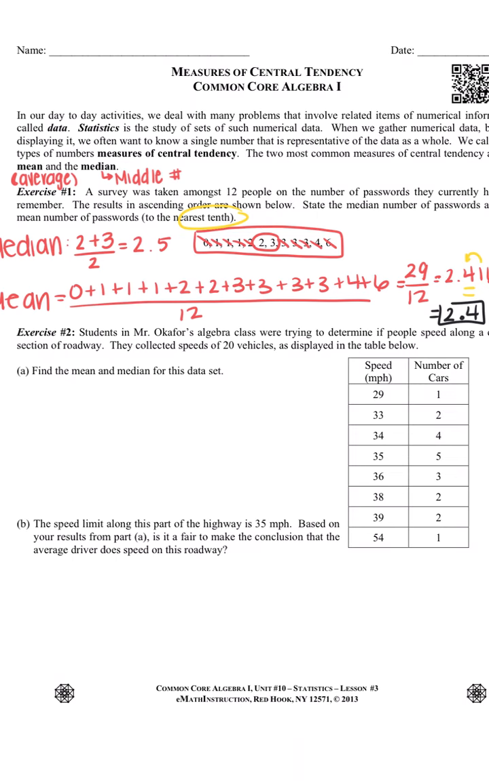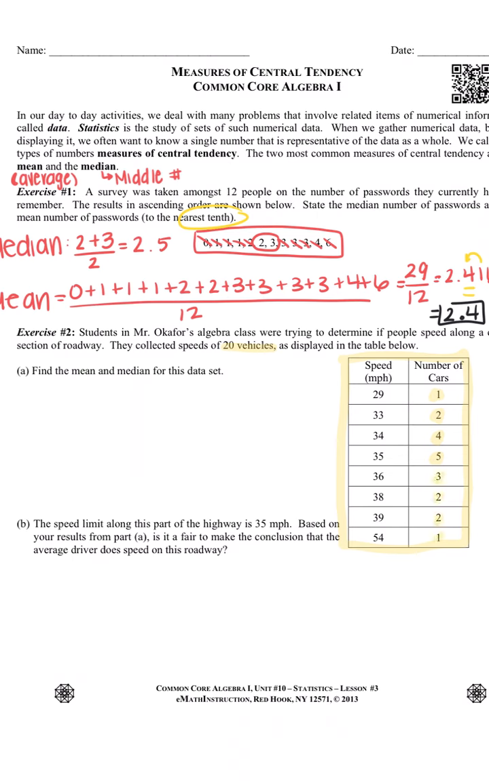Okie doke. Exercise number 2 says, students in Mr. Okafor's algebra class were trying to determine if people speed along a certain section of roadway. They collected speeds of 20 vehicles, as displayed in the table below. So again, we have talked about this before. This is called a frequency table. And since they said 20 vehicles here, when you add this up, the number of cars should make 20.